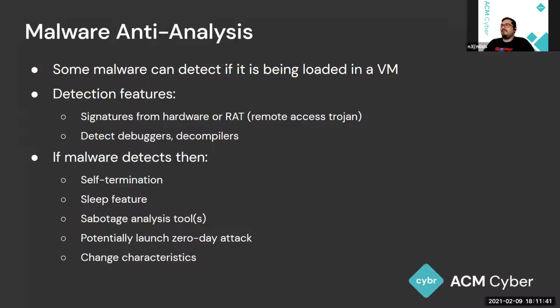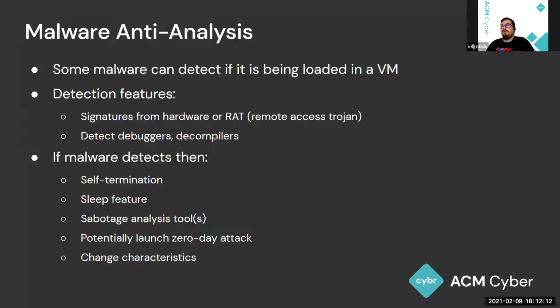But yeah, so detection features, right? This is from the analyst's point of view. We can run signatures from the hardware or remote access Trojans. We can detect debuggers and decompilers. So then, if malware detects these things, this is talking about them being in the virtual machine, they can just stop working. They'll just be like, hey, oh no, we see this stuff. We're going to shut down so nobody can analyze us.